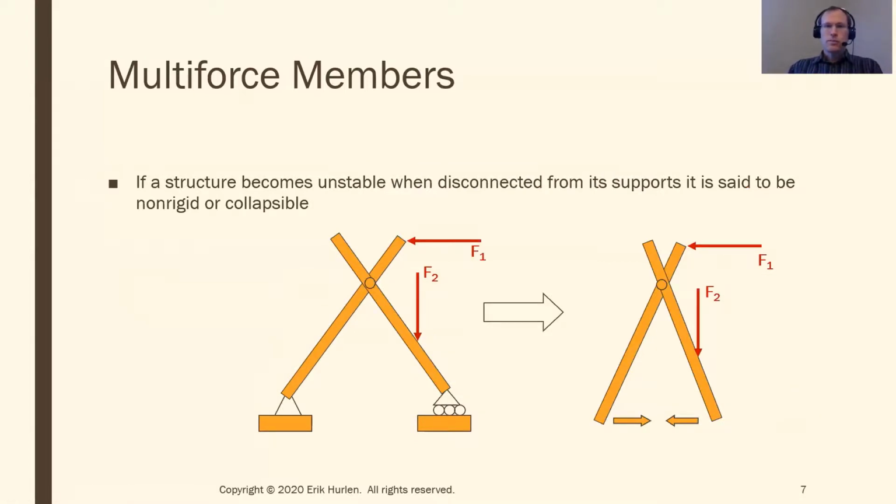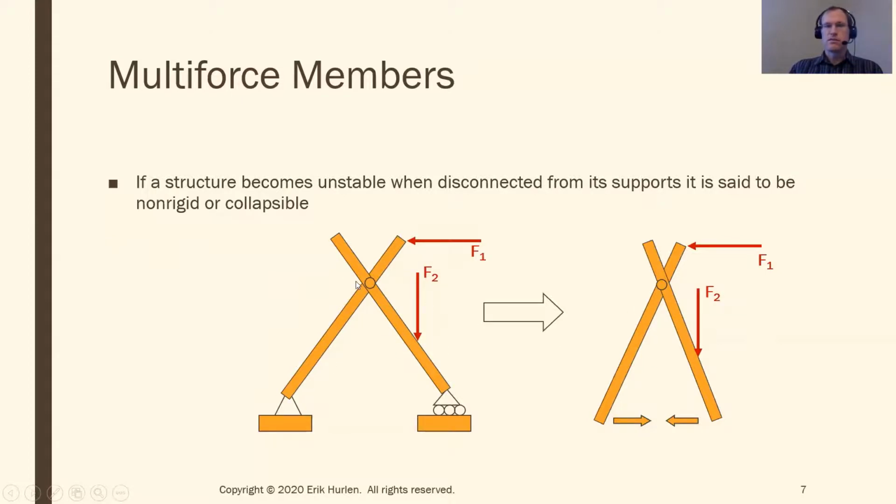Some terminology. A multi-force member or structure is non-rigid or collapsible if, when you take the supports away, it basically falls over, or if it is able to move. So if I have a structure like this, supported by a pin and a roller, with some forces on it, at this point it's in equilibrium. If I take those supports away and it's no longer in equilibrium, this thing can actually collapse.